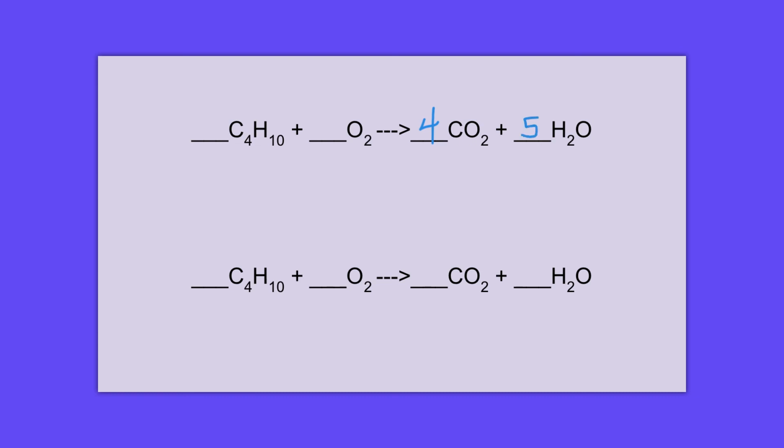As I count up the oxygens on my product side, I've got 2 times 4, or 8, from the CO2, plus I've got 5 from the water. That gives me 13. Now that's an odd number. So what I'll do is put the number of oxygen atoms I want, which is 13, over 2. So all I need to do now is take every one of these coefficients and just double them, and I'll have a balanced equation. So that 1 becomes a 2, 13 over 2 becomes 13, 4 becomes 8, and 5 becomes 10. That's a balanced equation.